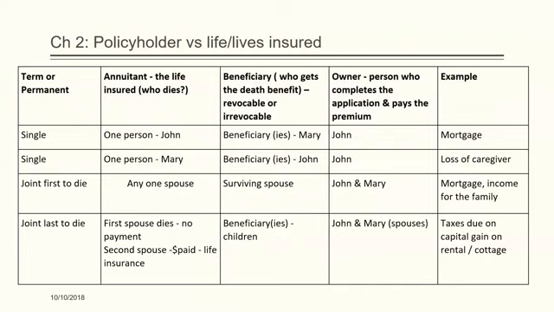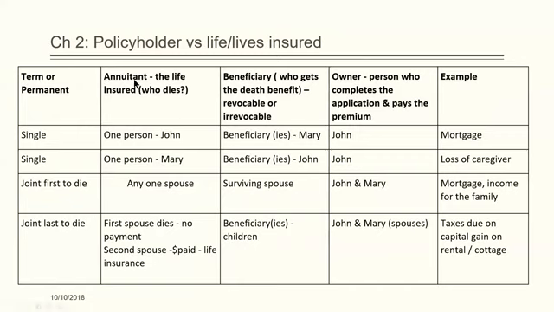So whether it's a term policy or a permanent policy, the first one is these two are single policies. Single policies mean that there is only one owner. As you can see here, the owner, the person who completes the application and pays the premium, is the owner of the policy. John is the owner of the policy in both cases, so it is a single life insurance. And it is possible he can have a single life insurance with the annuitant as John himself.